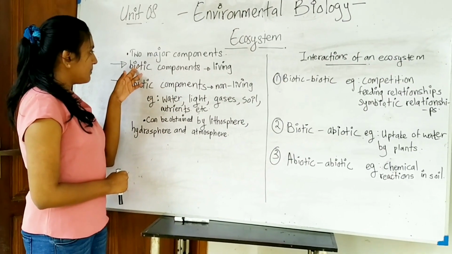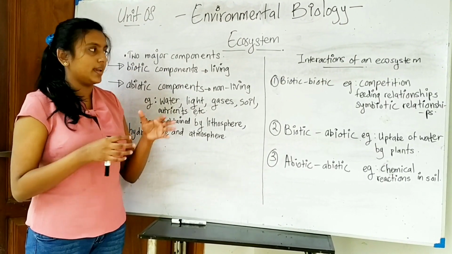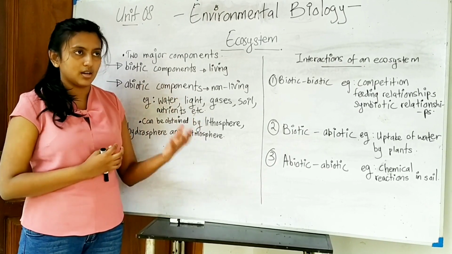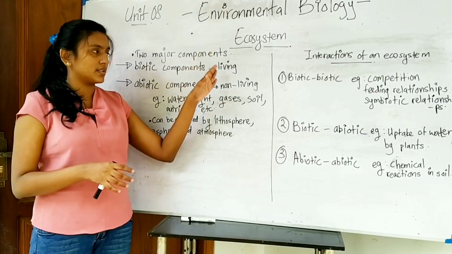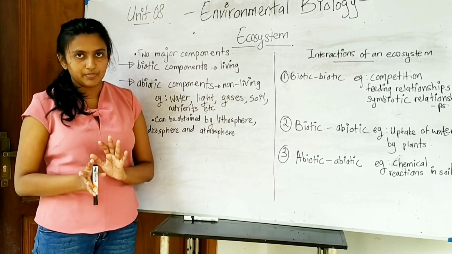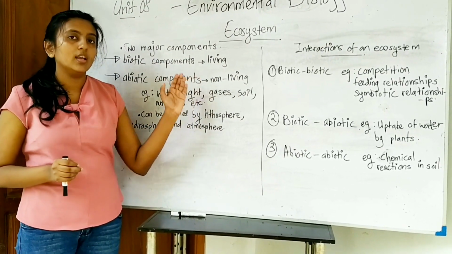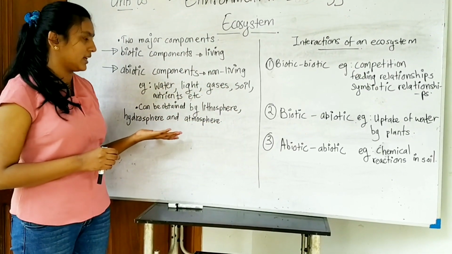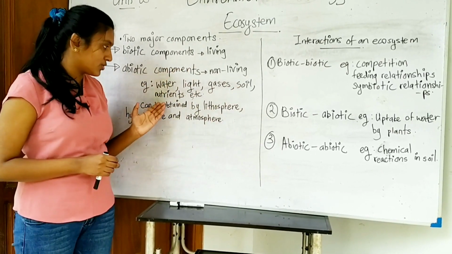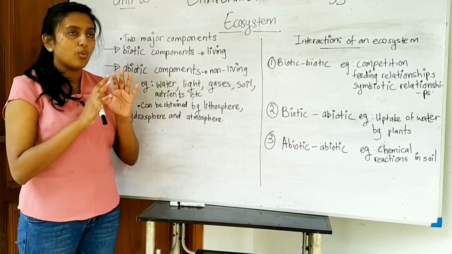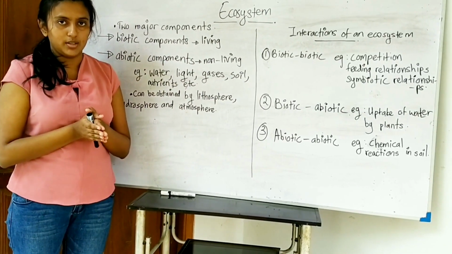So when we consider biotic components, as we know, all the living organisms like plants, animals, fungi, bacteria, all these living organisms come under this category, biotic components. When we consider abiotic components, the rest of the non-living components come under this category, like water, light, gases, soil, nutrients in soil, etc. So all those non-living portions come under this topic, abiotic components.